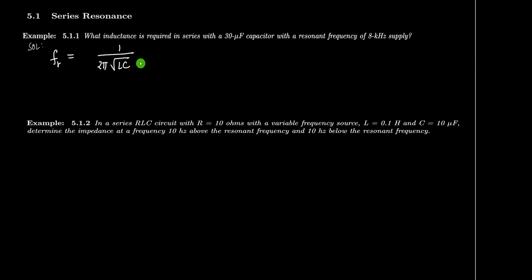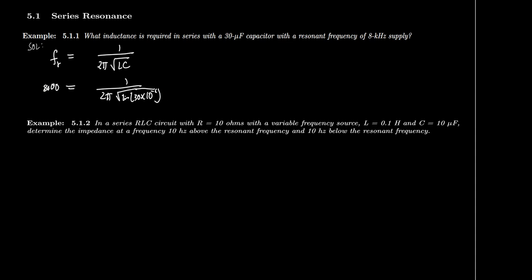This is true if the circuit is a series RLC circuit, or if the resistance here is 0, it doesn't matter. Why? Because in our formula, we only look at the L and C values when we are solving for the resonant frequency. So we're given the resonant frequency, which is 8 kilohertz, or 8,000 hertz, and this is equal to 1 over 2 pi times the square root of L, which is the unknown that we want to solve, times the 30 microfarad capacitor, so L times 30 times 10 to the negative 6.